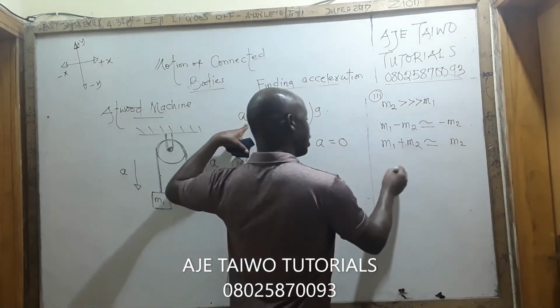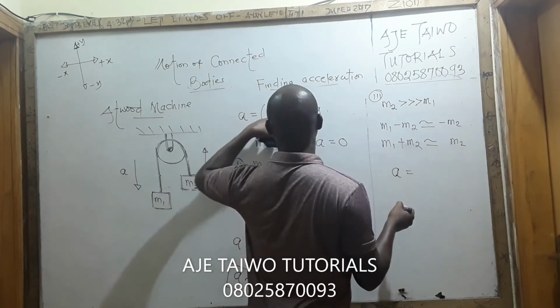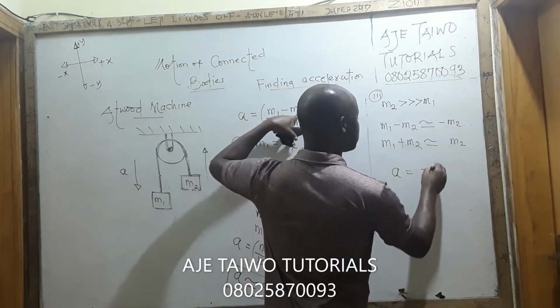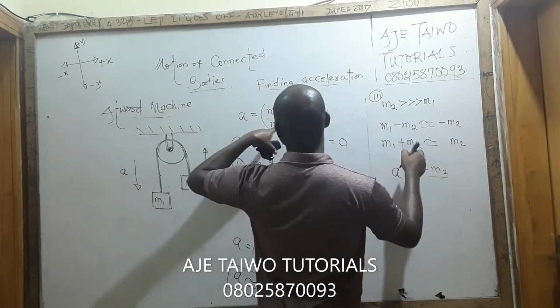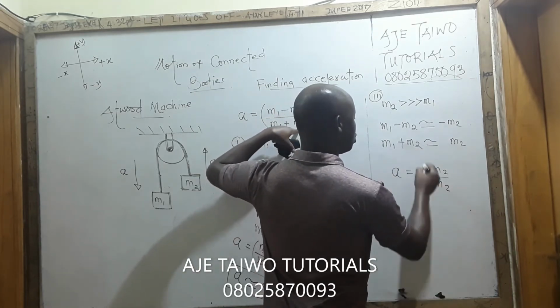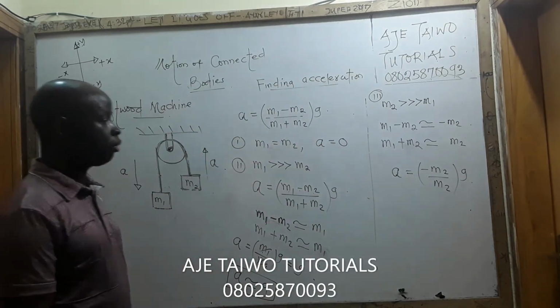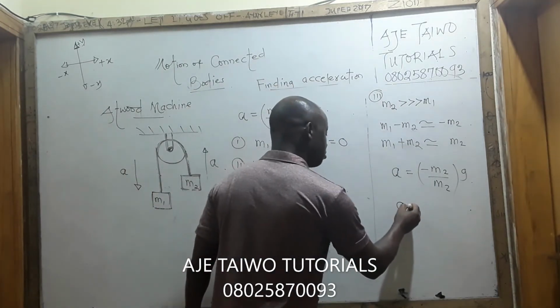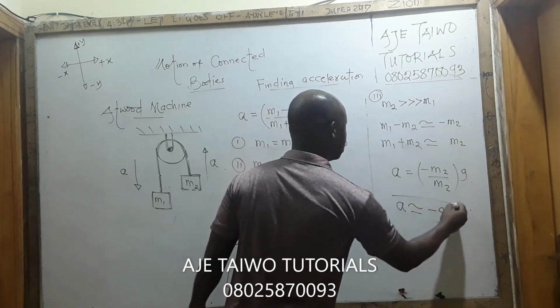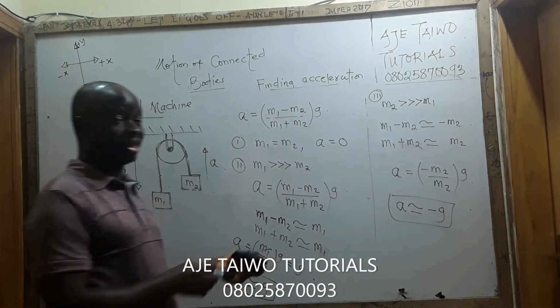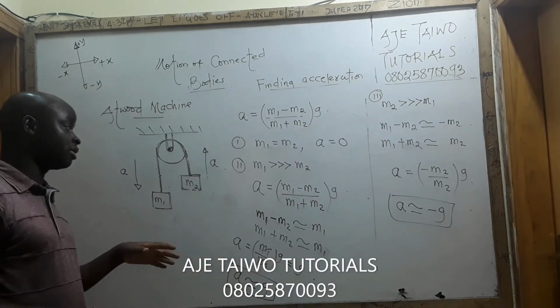So your A will become m1 minus m2, which is minus m2, over m1 plus m2, which is m2, times g. What do you have now? A will be approximately equal to minus g. That means acceleration will be negative. Why should the acceleration be negative?